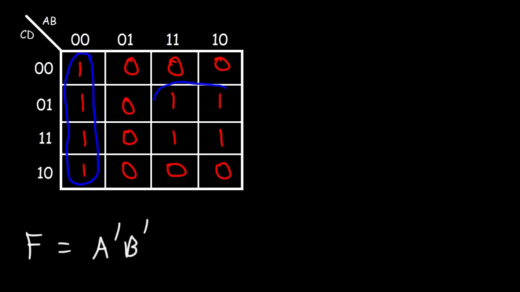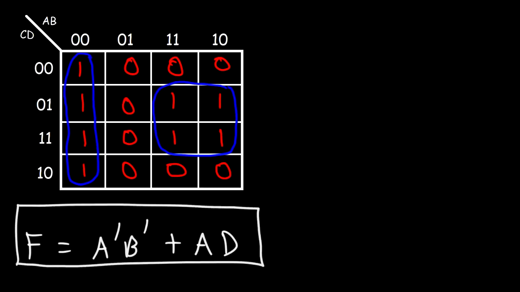Now the next selection, we can basically take a square of 1s. So which variables are constant? Notice that A is always 1, so we're going to write A. B changes between 1 and 0, so it's independent of B. On this side, notice that D is always 1, so it's going to depend on D. C changes, so it's independent of C. So this particular function is represented by this equation. It's A prime B prime plus AD.